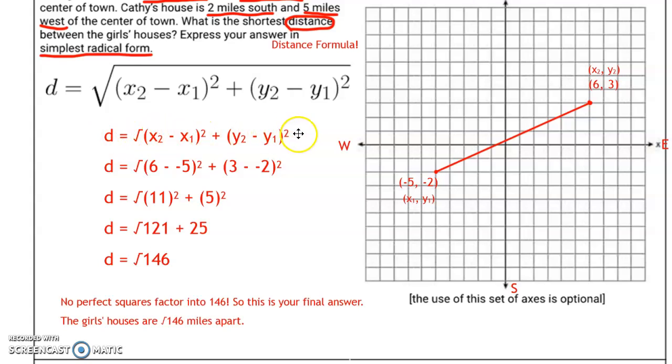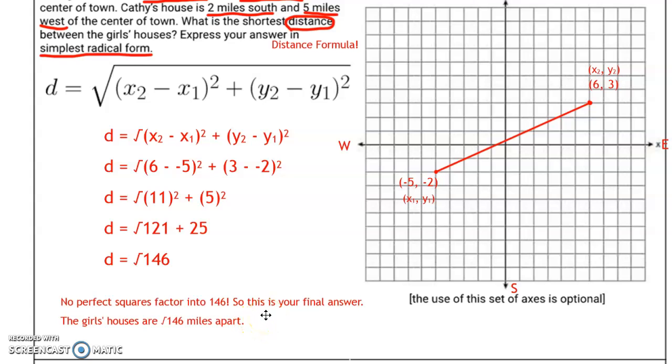Once you use the distance formula, you're able to substitute those numbers in and solve. In class, we had an example where we simplified a square root. However, the square root of 146 cannot be simplified. There are no perfect squares that factor into 146. So this is your final answer. We're going to say that the girls' houses are square root of 146 miles apart.